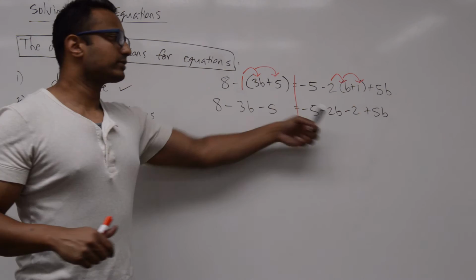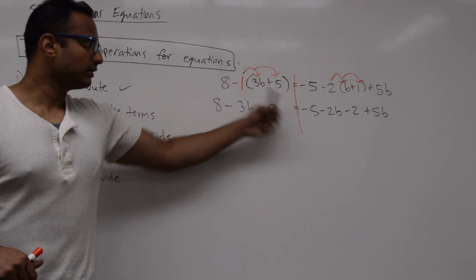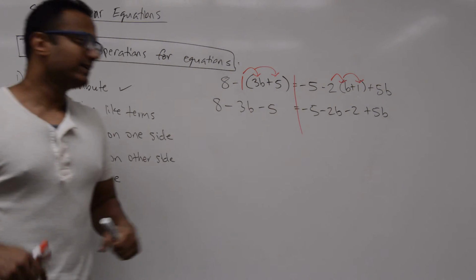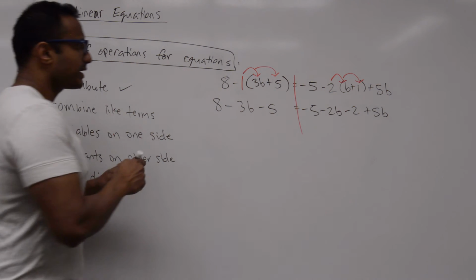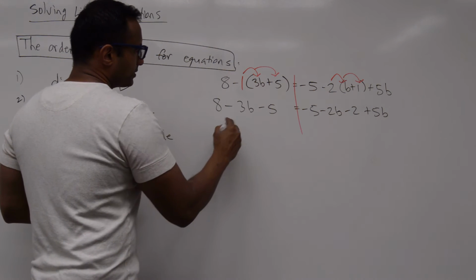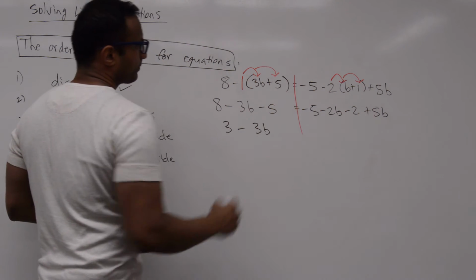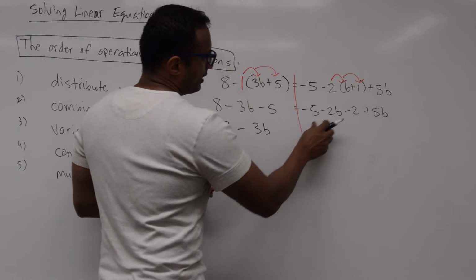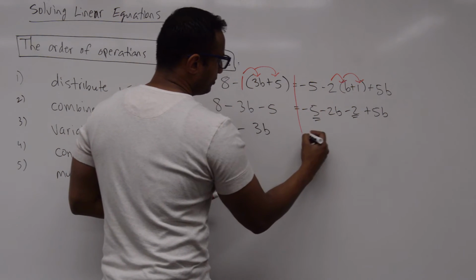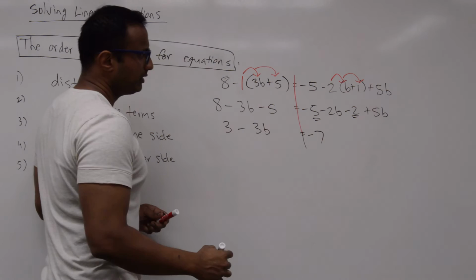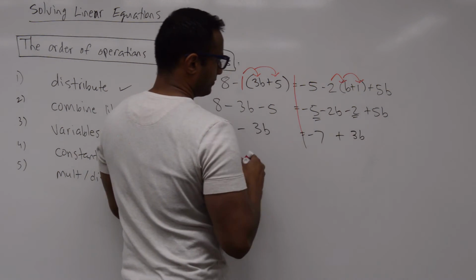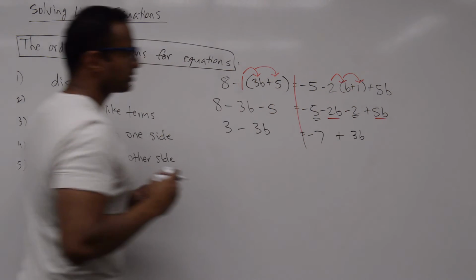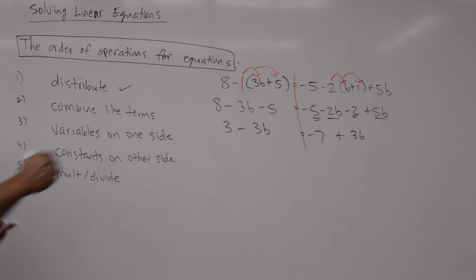On each side of the equal sign, which splits the equation into a left side and right side, if you have terms that are like terms, you have to add or subtract them. So in this case, we have 8 minus 5. So this will give me 3 minus 3b. On the right side, we have negative 5 minus 2. That's going to give me negative 7. I also have negative 2b plus 5b. That'll give me positive 3b. So these are also like terms. Okay, so the combining like terms, that is done.